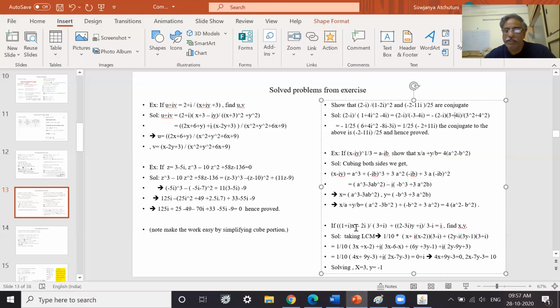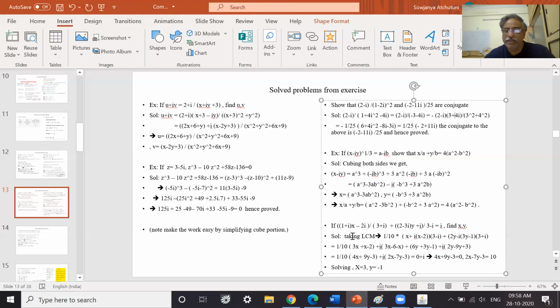Now this one. If (1 + i)/(3 + i)... x − 2i, or (3 + i) and (2 − 3i) into y, plus i/(3 − i) is i, find x. This total is a z. So I have to convert it into x plus iy.